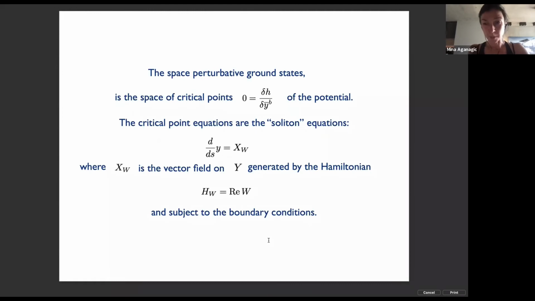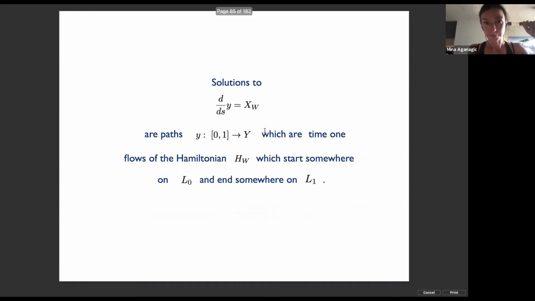The space of perturbative ground states is simply the space of critical points of this potential. The critical point equations are what Gaiotto, Moore, and Witten called soliton equations. Here, X is the vector field on Y generated by a Hamiltonian, which is just the real part of W. And the equations have to solve the boundary conditions.